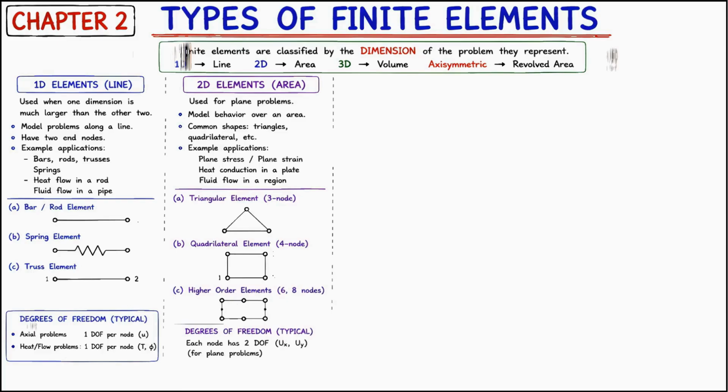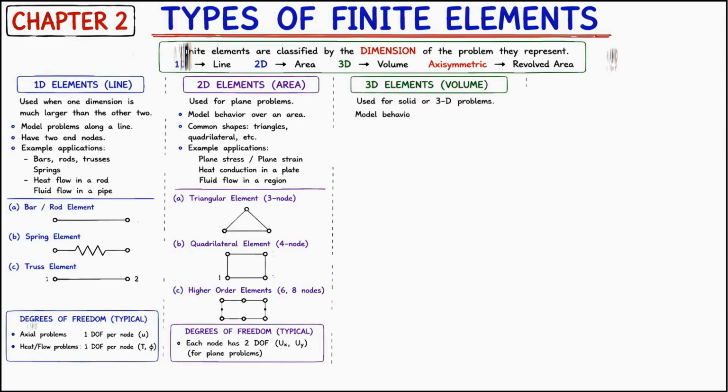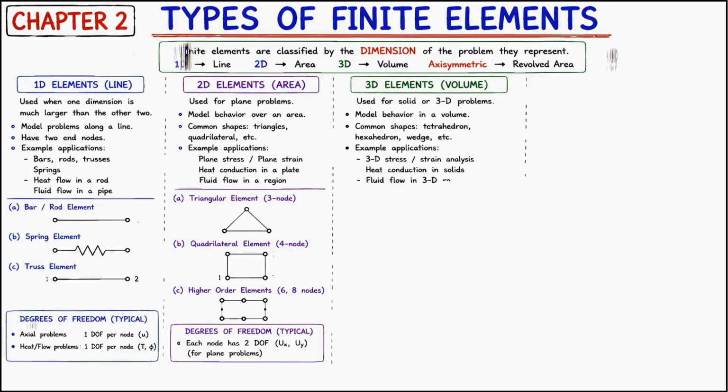Now let's move to three-dimensional elements. These elements represent the actual volume of a body and are used for solid structures. Examples include concrete foundations, machine components, dams, pressure blocks, and rock masses. Common 3D element shapes include tetrahedral, hexahedral, and wedge elements. Since these elements occupy space in all three directions, each node generally has 3 translational degrees of freedom in the x, y, and z directions.